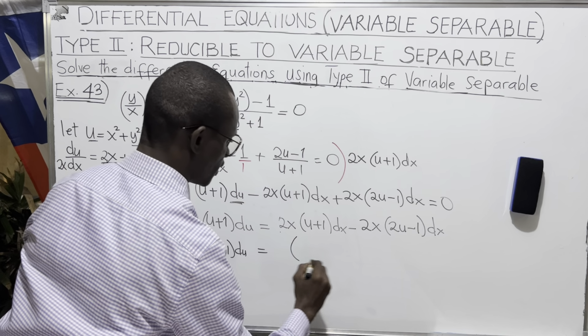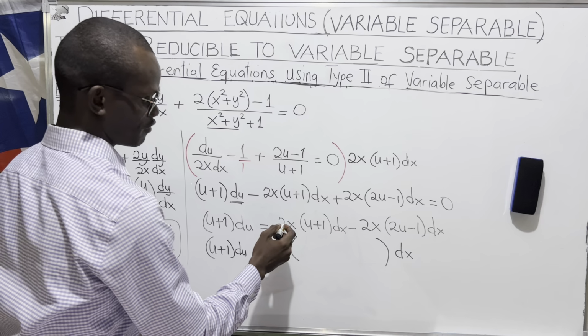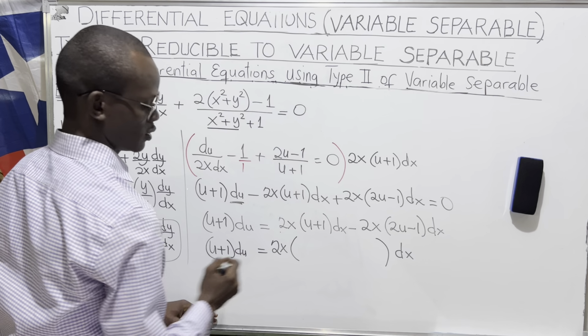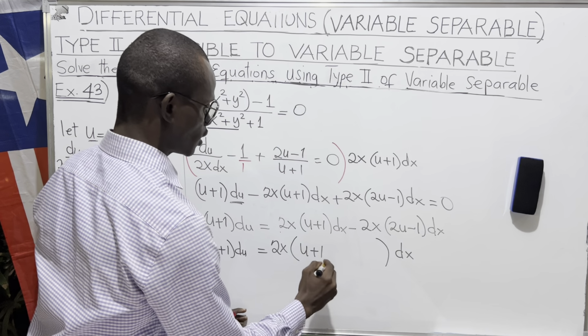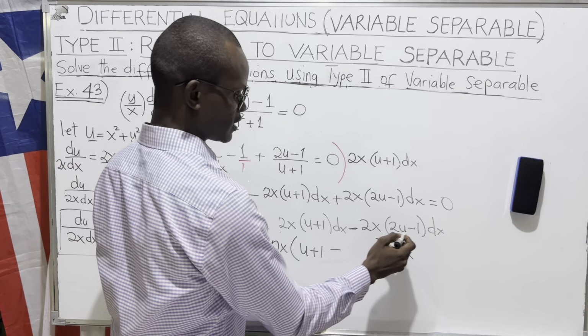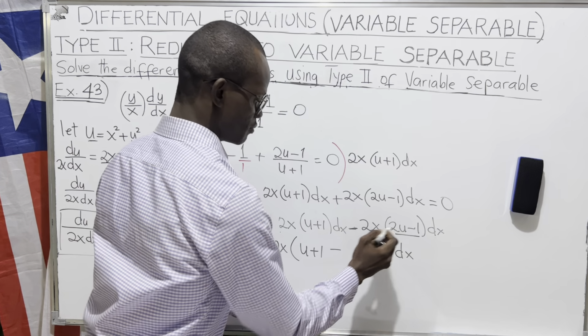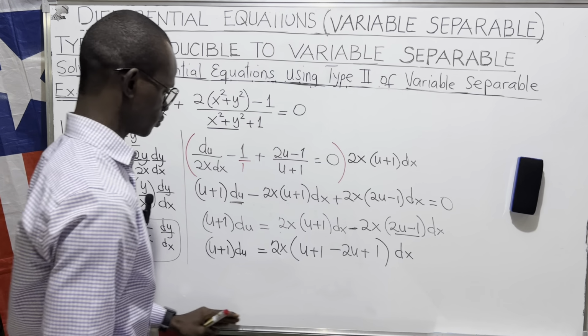So if we just factor out dx is common. We can also factor out 2x. And then what will be left here is just u plus 1. And then this is minus. Now be careful with this minus. This minus must affect everything in here. So this time this is negative 2u. And this time this is positive 1.